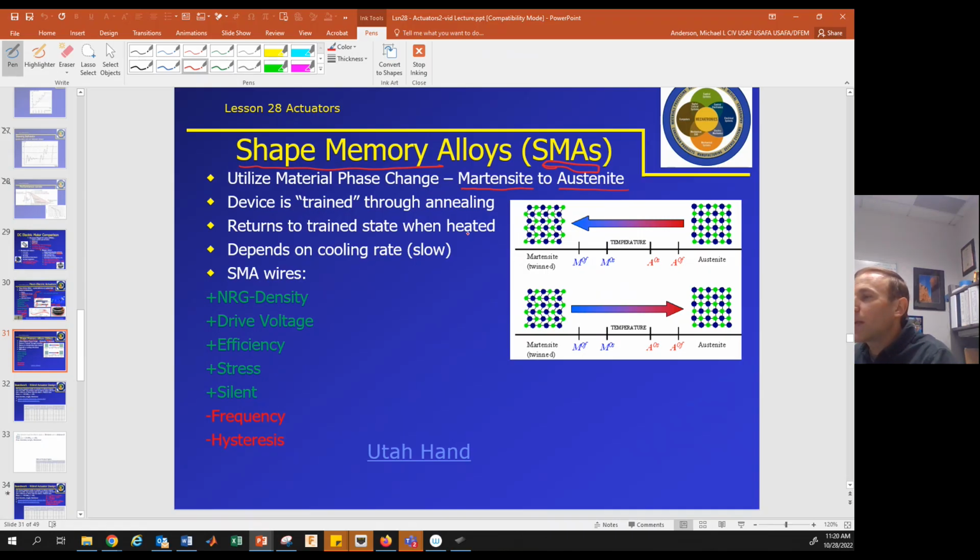And there's a number of ways we can exploit that property. So shape memory alloys can be used in multiple different ways. One way is that the material is trained and can go into a certain state.